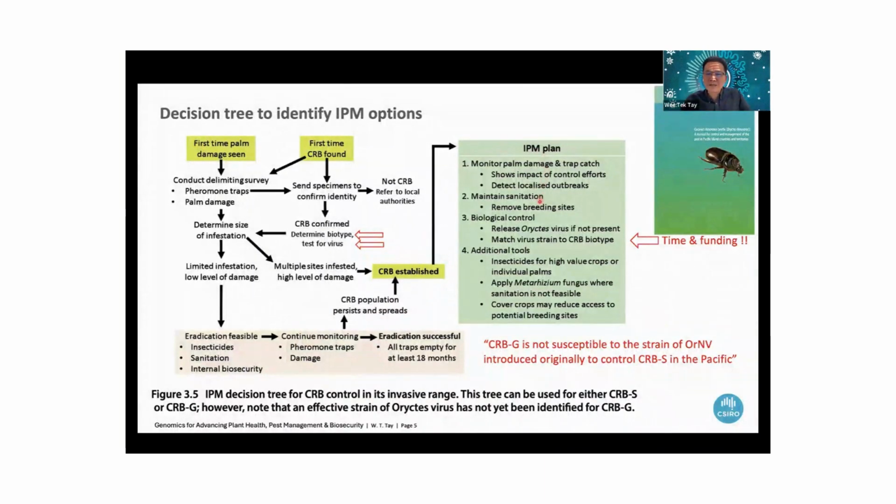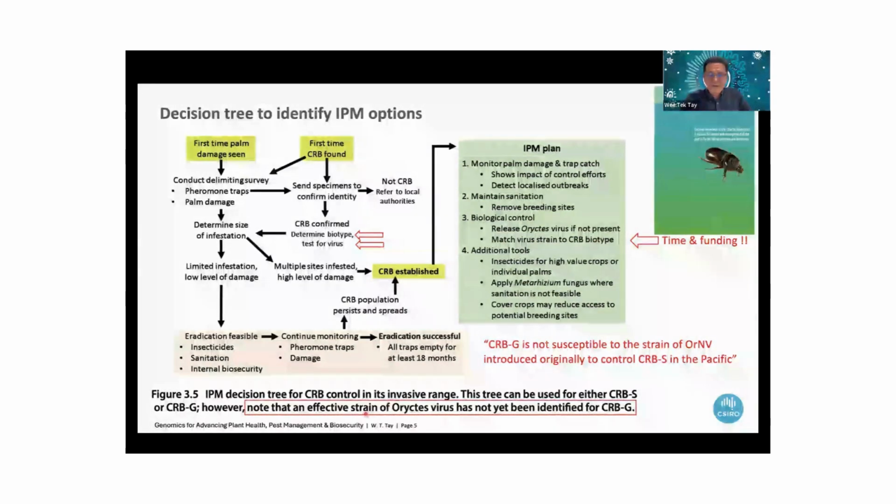And the decision plan then goes into monitoring for plant damage, maintaining sanitation, and importantly, biological control must be attempted. This involves releasing the virus if it is not present. And most importantly, it is to try to match a virus strain that may be effective against the CIBG, the resistant one. This requires time and funding.